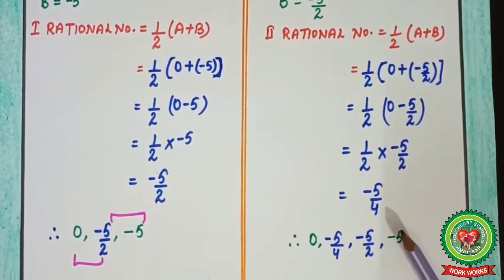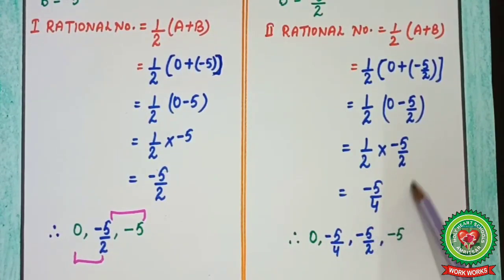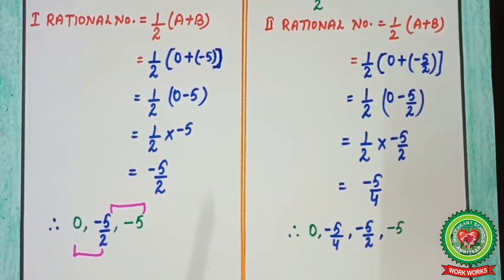Now how do we have to insert these two rational numbers between the two given numbers? So now first of all, what we have done, when we had found the first rational number, we inserted it between the two given numbers. Now in the next case, we had taken these two numbers as A and B.